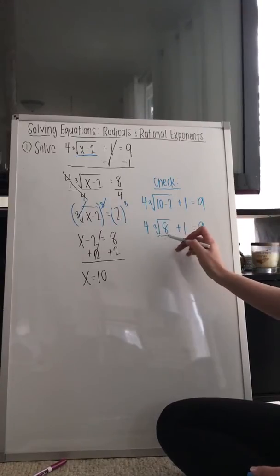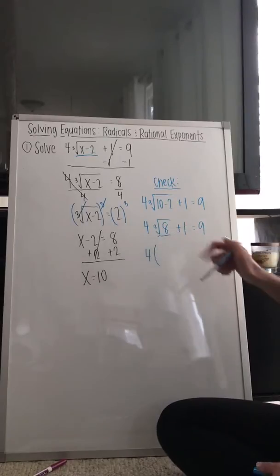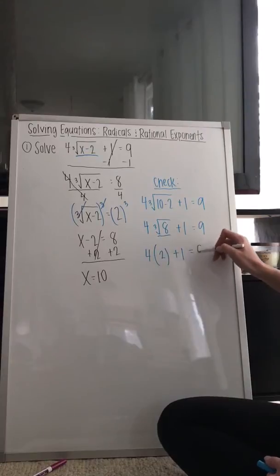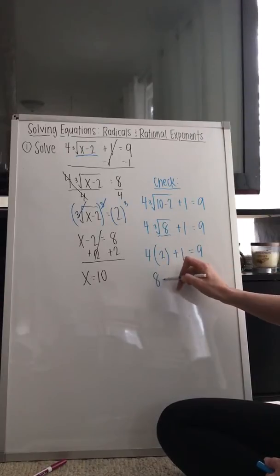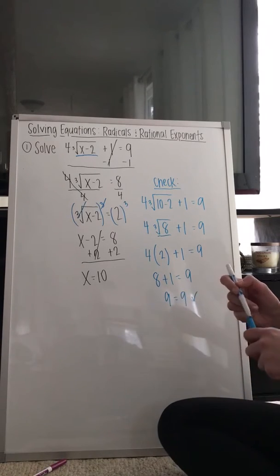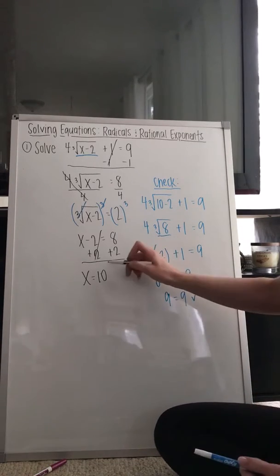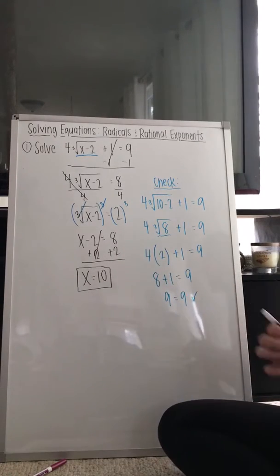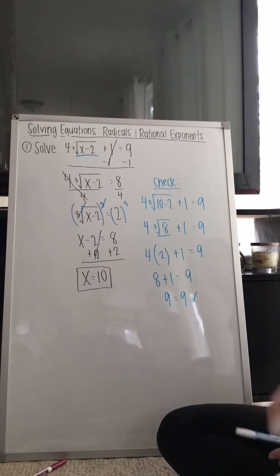I'm going to do this part next, so pull down the 4. I'm going to multiply by the cubed root of 8, which is 2. Plus 1 equal to 9. 4 times 2 is 8, plus 1. This is telling me that 9 is equal to 9. So what that says is this x value of 10 is a solution, because when you substitute it back in, it does give you a true statement.